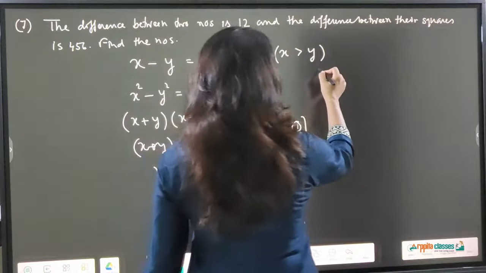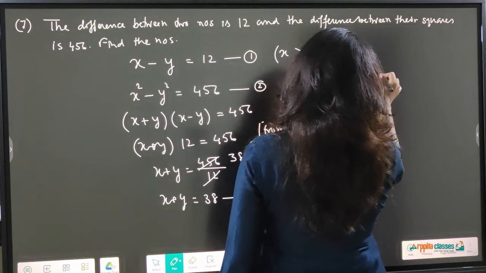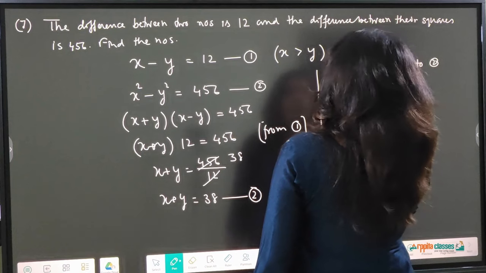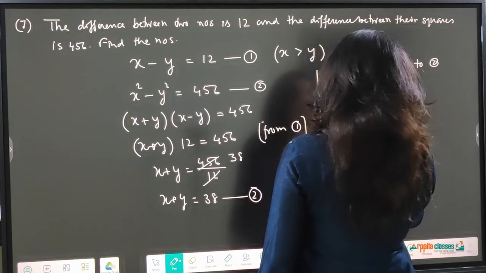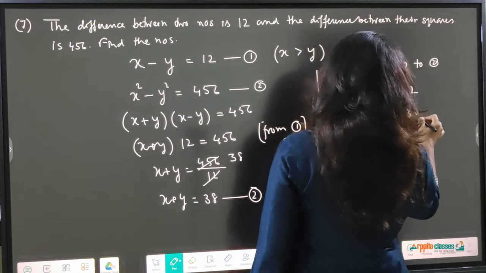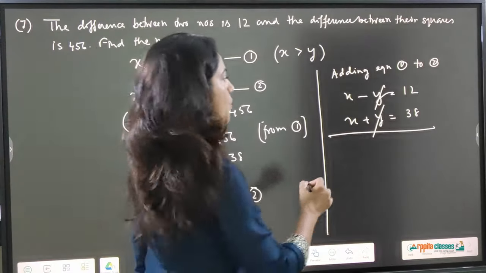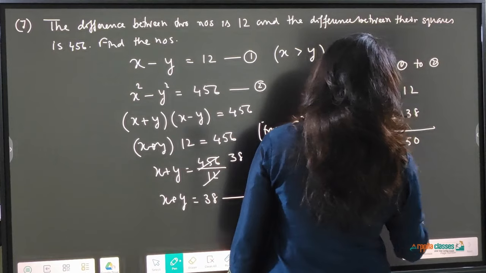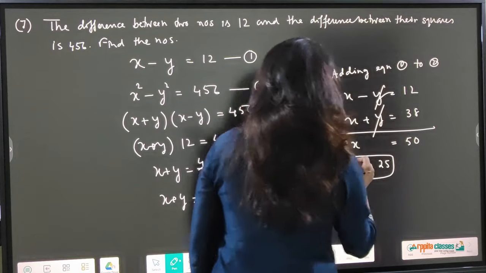Now just add the two equations. Adding equation 1 and 2, x minus y is 12 and x plus y is 38. So minus y and plus y will get cancelled. So here 2x is equal to 38 plus 12, that is 50. So x is equal to 25. One of the answers we got.